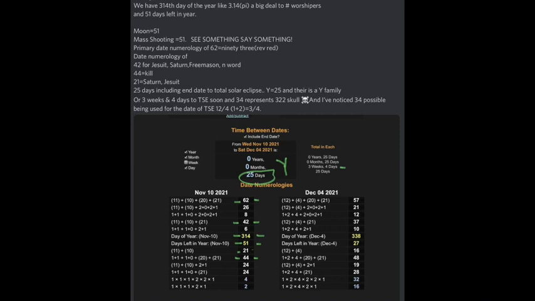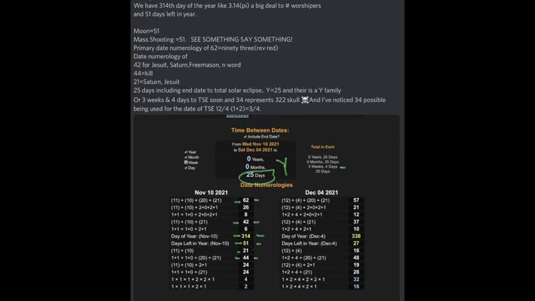Okay. And again, the reason today is like a see something, say something day in my book is because it's 51 days left in the year. Mass shooting equals 51. Today has a primary date numerology of 62. Again, we've told you 62 is 93 spelled out in reduction. In reverse reduction, 93 is 55. One of the reasons they like 55, again, Satan equals 55, as A is 1, B is 2, C is 3, in English ordinal or simple gematria.